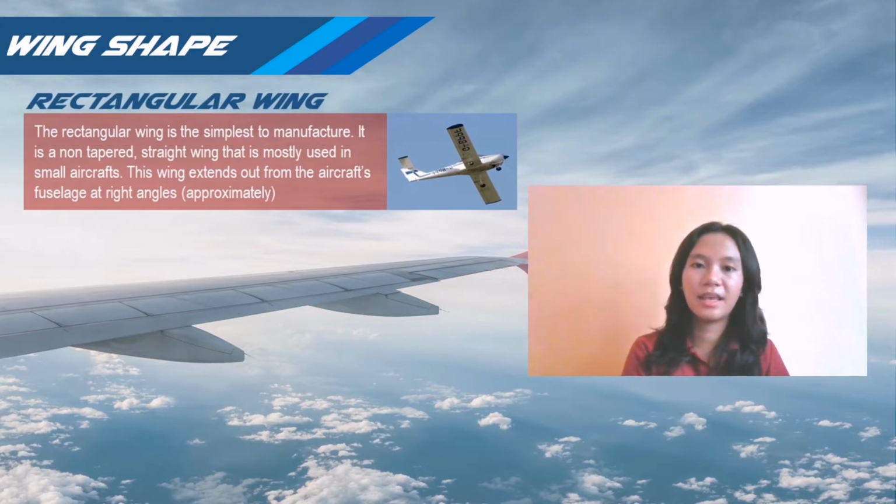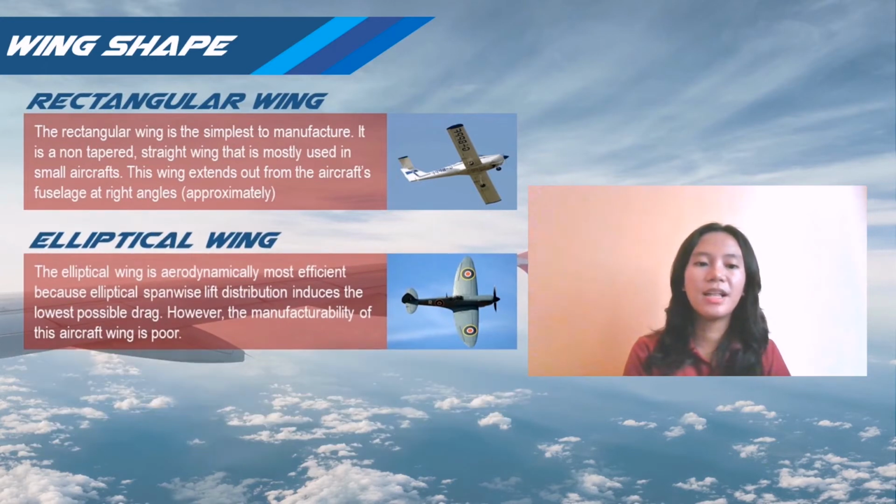So next is the elliptical wing. The elliptical wing is aerodynamically most efficient because the elliptical span-wise lift distribution induces the lowest possible drag. However, the manufacturability of this aircraft is poor.